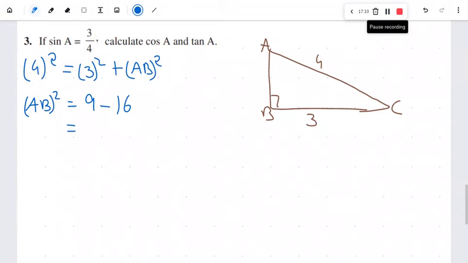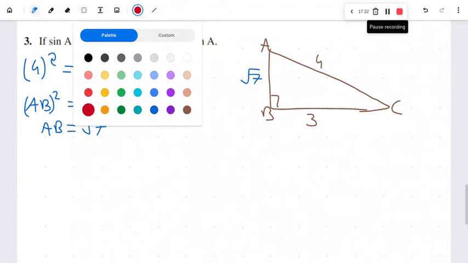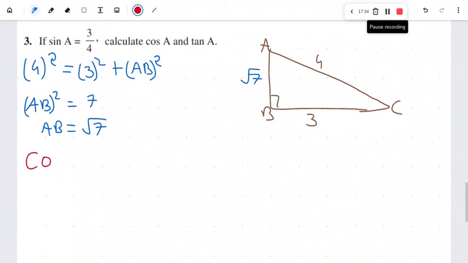Sorry, not 9 minus 16, 16 minus 9, isn't it? So 4 square is equal to 3 square plus this. So AB square will be 16 minus 9, that is 7. So AB will be root 7. Now I have a root here. So this is root 7. All three sides are known. Now let's find out cos. We have to find cos A. So this is my A, isn't it?